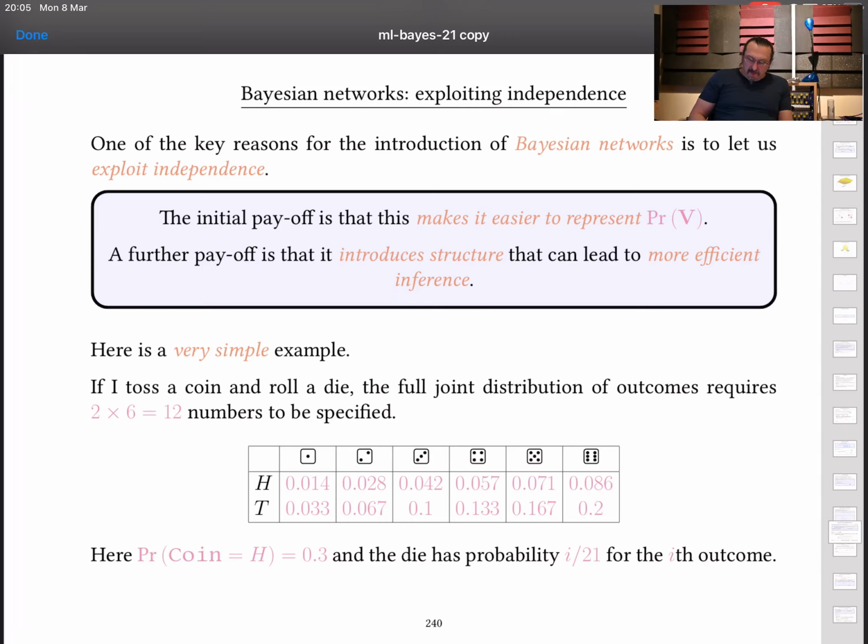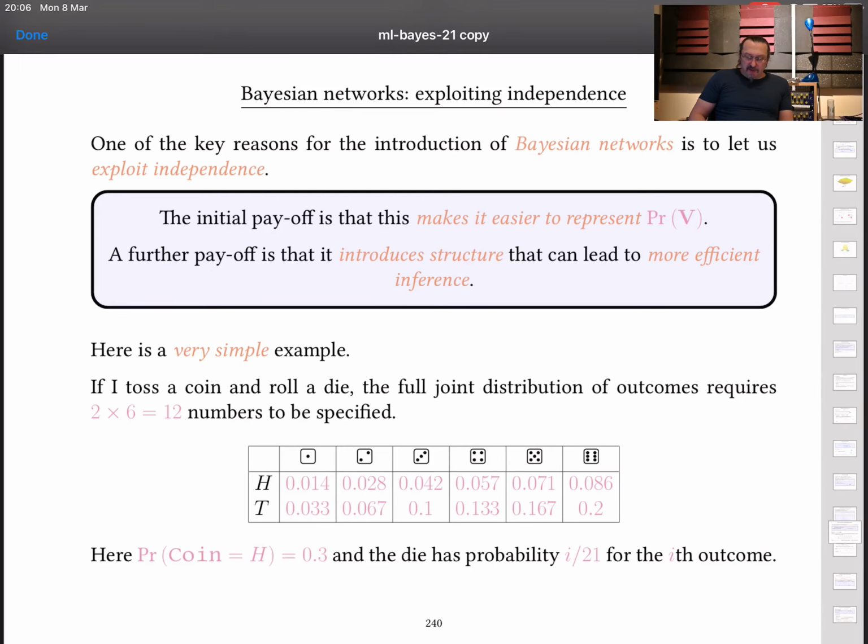The numbers here correspond to what happens if the probability of a head is 0.3 and the die has a probability i over 21 for its ith outcome. Okay, so these are highly biased, but I can write down a full joint distribution. I have a bunch of numbers here. They cover all the possible outcomes, and they are non-negative, and they sum to 1. That's a joint probability distribution.